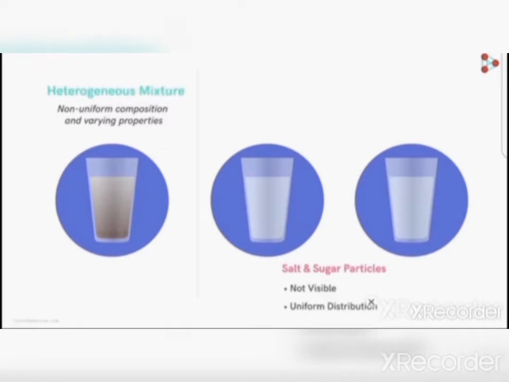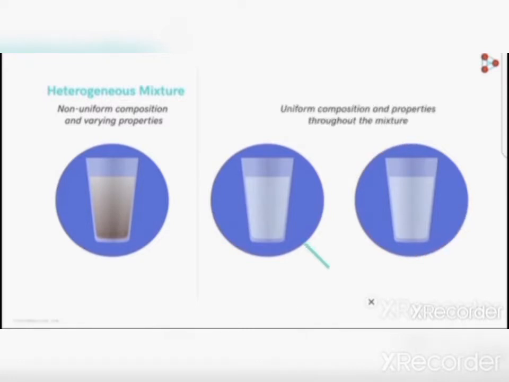And in the second and third mixture, their composition is uniform throughout and its components are in the single phase. That is, we cannot separately see the individual components. So this type of mixture in which its composition and properties are uniform throughout is called homogeneous mixture.